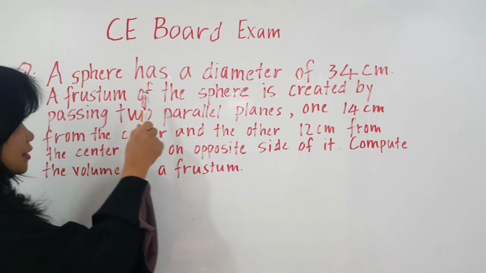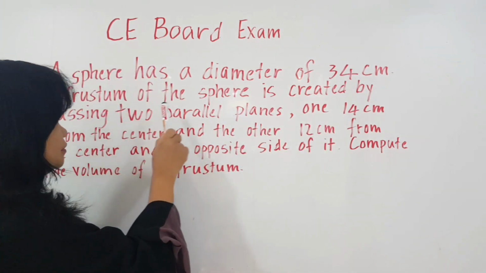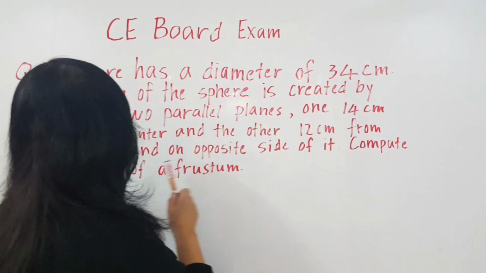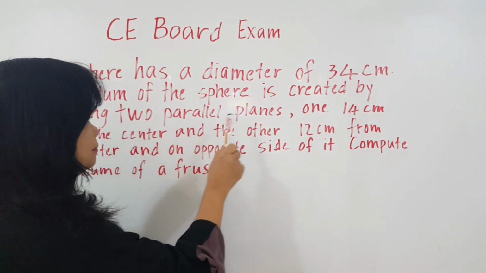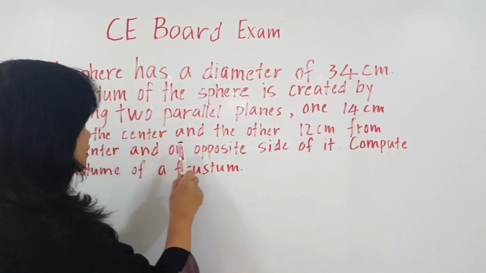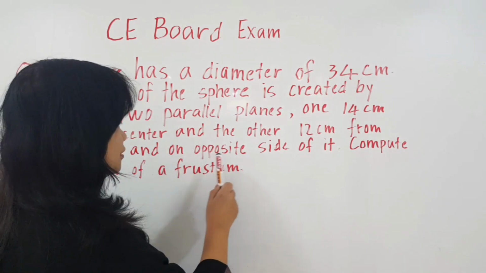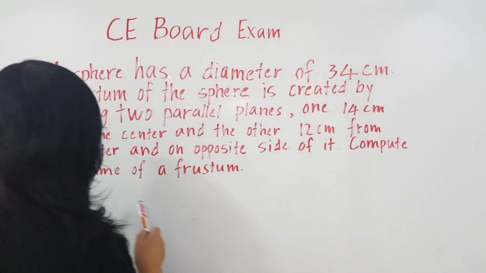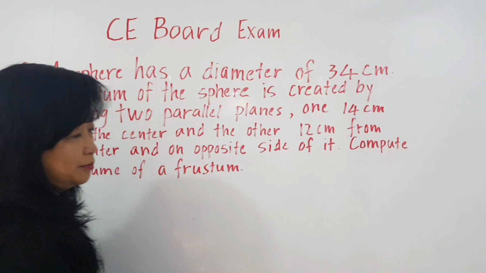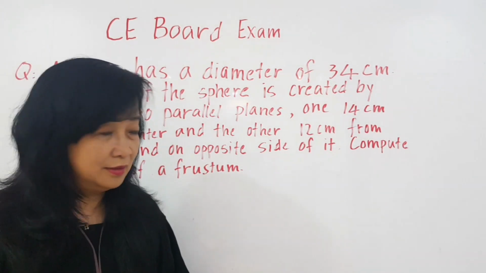A sphere has a diameter of 34 cm. A frustum of the sphere is created by passing two parallel planes, one 14 cm from the center and the other 12 cm from the center and on opposite side of it. Compute the volume of a frustum. So here we're looking for the frustum of a sphere.